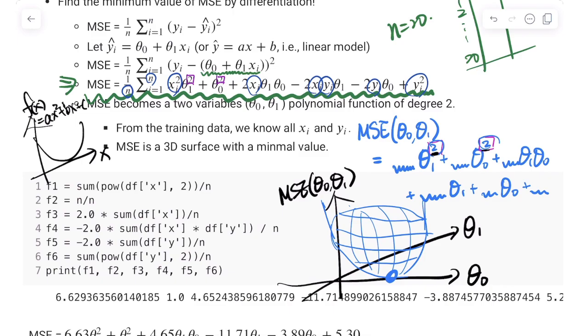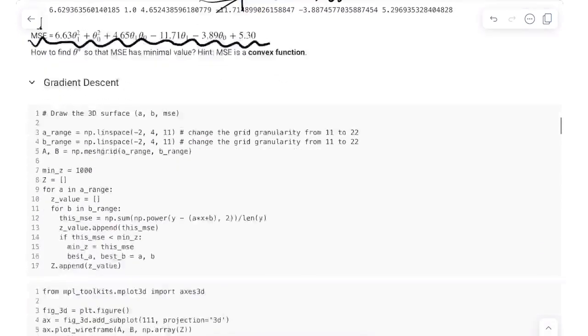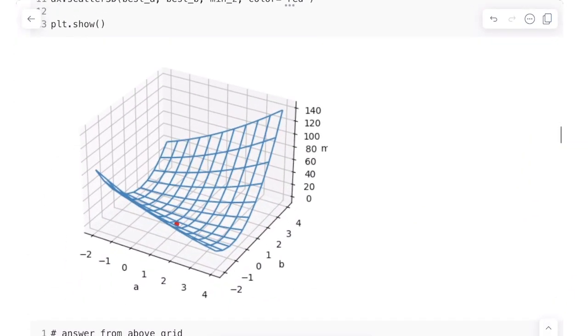And after that, if we use all the values in that data table, we have 20 data points, right? And we have 20 x values and 20 y values. We just put all the values in this formula. The result should be like this, and this formula is a basin, a ball. It should look like this one.